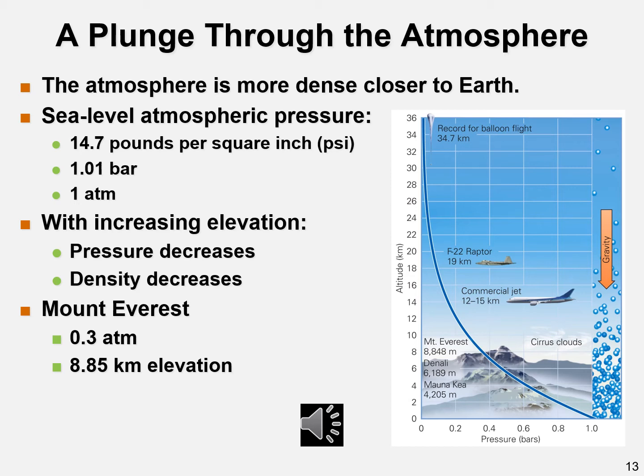Researchers generally use other units such as atmospheres, abbreviated ATM, and bars. Air pressure at sea level is 1 atmosphere. An atmosphere and a bar are almost the same. 1 atmosphere equals 1.01 bars. Since air pressure decreases with increasing elevation, the air pressure at the peak of Mount Everest, 8.85 kilometers above sea level, is only 0.3 bars.